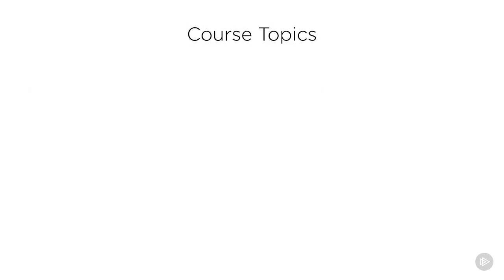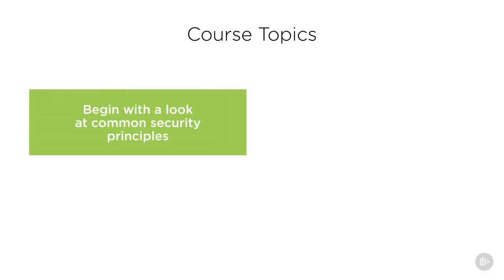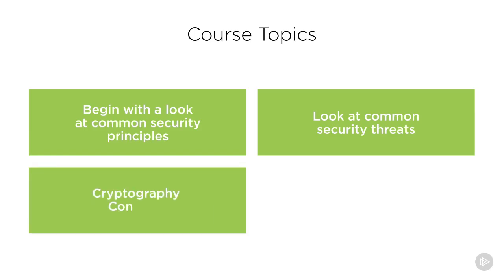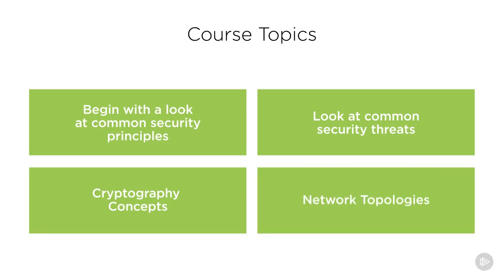Now, what kind of course topics are we talking about? With this course, we're going to start out by taking a look at some common security principles. Then we're going to look at common security threats, some things that we see in the network that pose a threat to maybe the integrity of our data or the operation of our network. We're also going to talk about cryptography and some concepts there. Encryption is really what we're talking about, providing confidential data transfer and that type of stuff. And we're going to talk network topologies. So those are the course topics that we're going to cover in this first course of 6 in the series.